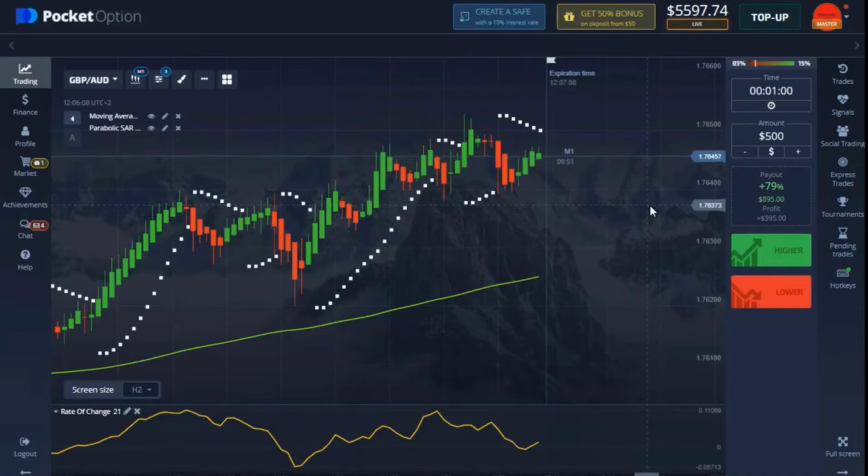In today's video I'll be trading again with Pocket Option, and I'll be showing you the strategy I have here on the screen. This is one of my old strategies, but I actually changed some settings on it, and it was very effective.